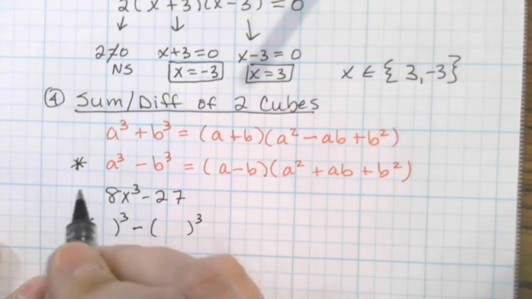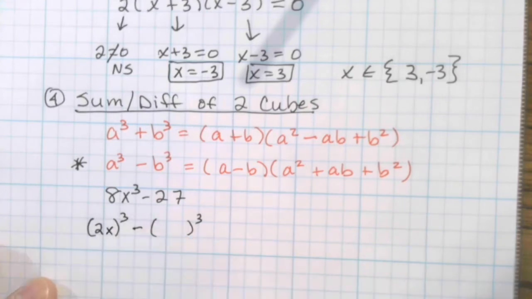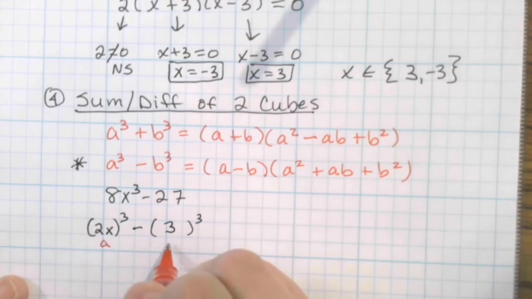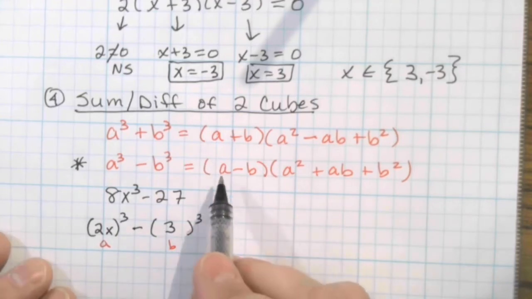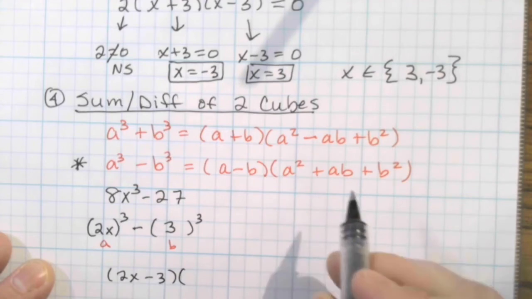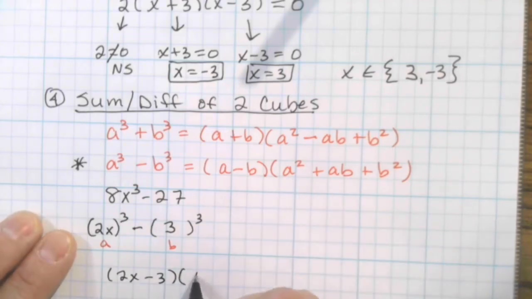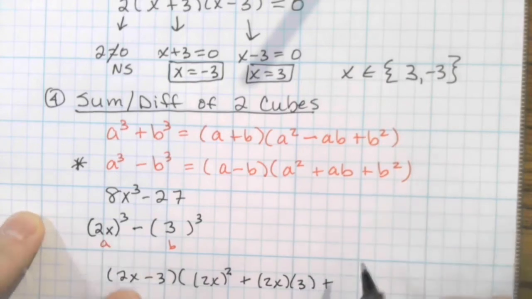So 8 is 2 times 2 times 2, so put a 2. X cubed is x times x times x. 27 is 3 times 3 times 3, so 3 cubed. So my a is 2x, my b is a 3. Now I'm going to put it into the formula. A minus b, so 2x minus 3 times a squared, so 2x squared, plus a times b, so 2x times 3, plus b squared, so 3 squared.